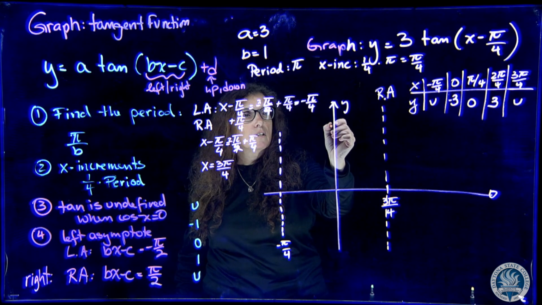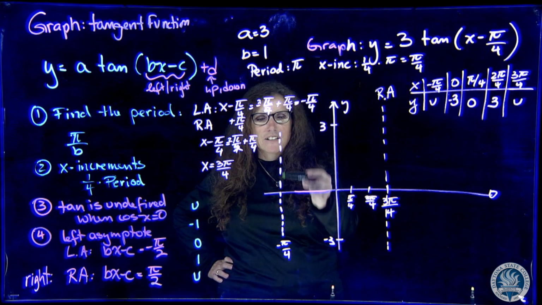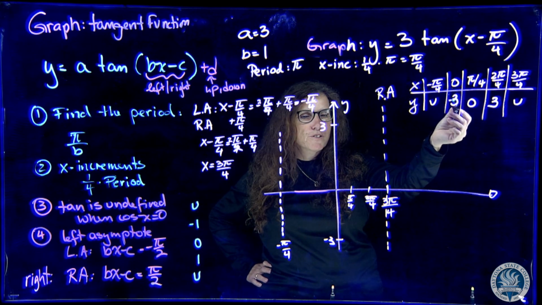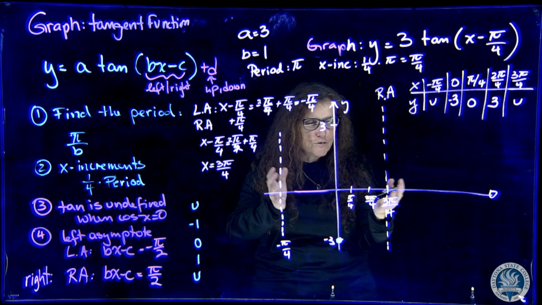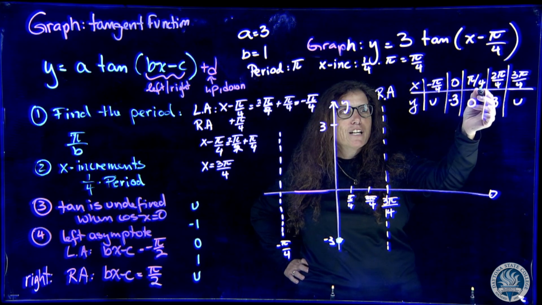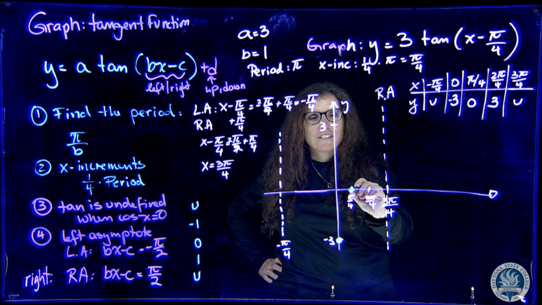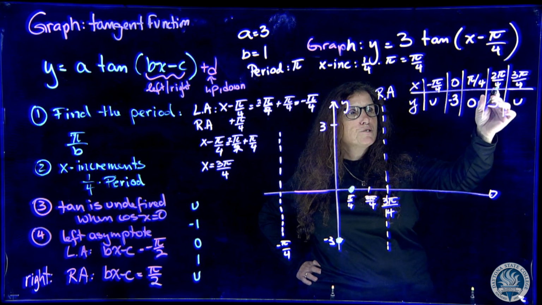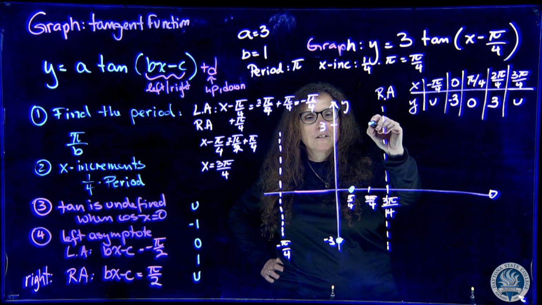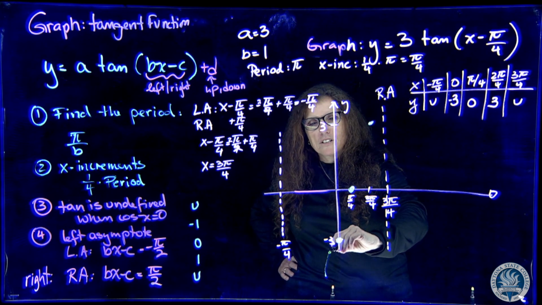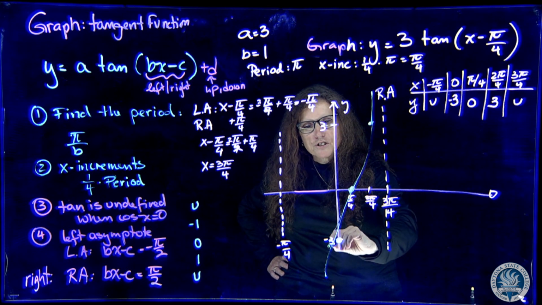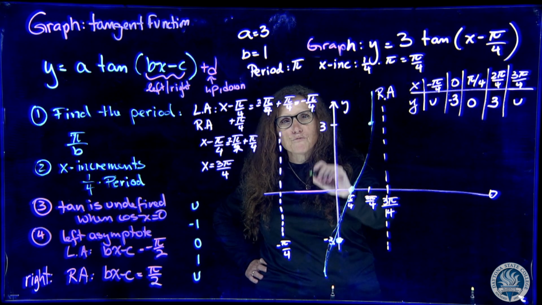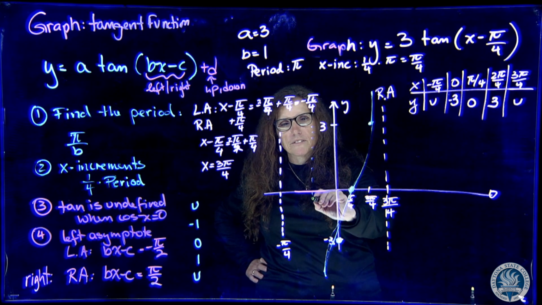Negative pi over 4 is my asymptote that's undefined. So my next point is 0, negative 3. And of course, my increments are a little off, but you get the idea. Then we have pi over 4, 0, right here. And 2 pi over 4, 3 would be up here. And then you draw your S-shaped tangent curve. Here you go. It's not pretty, but my negative pi over 4 should have been really right here.